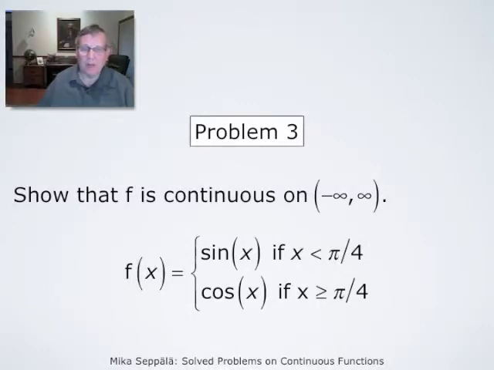The function f is defined piecewise. f of x equals sine of x if x is less than pi over 4, otherwise f of x is cosine of x. We have to show that this function is continuous everywhere.